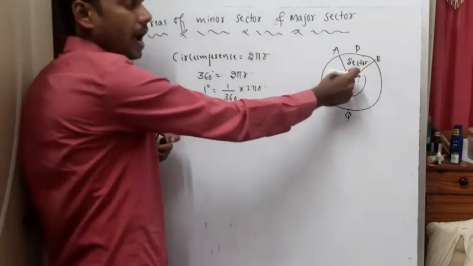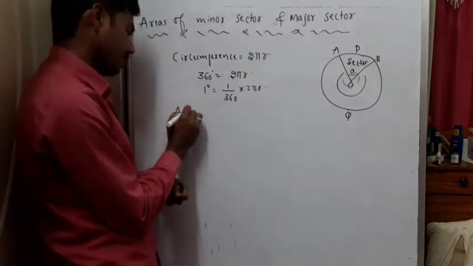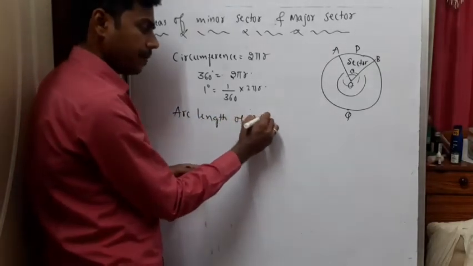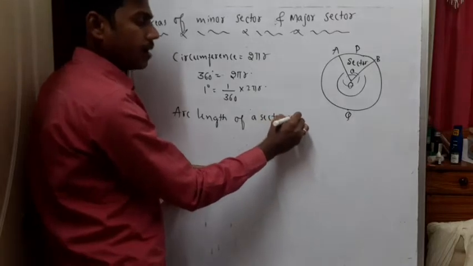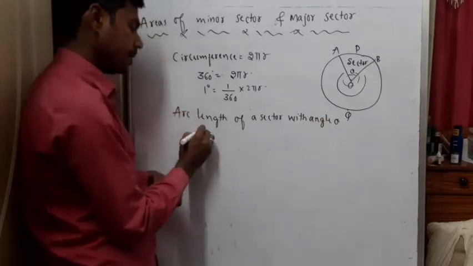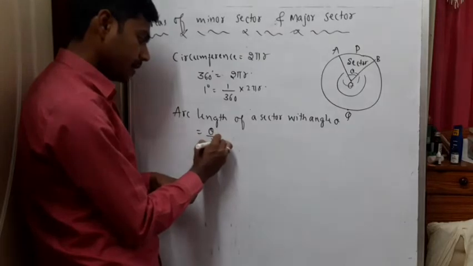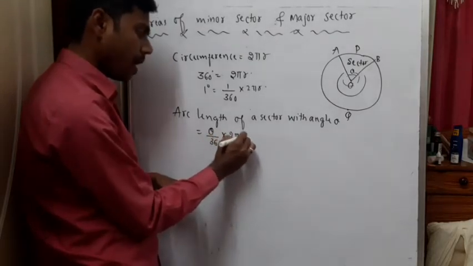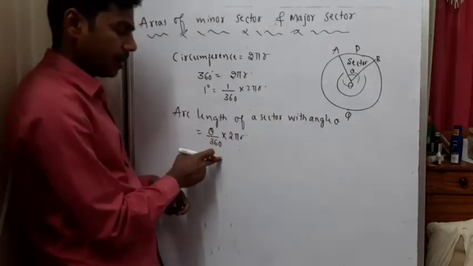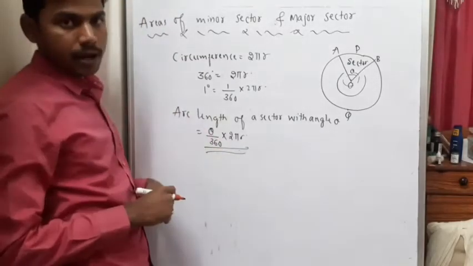Then what if the angle is theta degree? The arc length of a sector with angle theta is equal to theta divided by 360 into 2 pi r. If it is 1 degree, it is 1 divided by 360. If it is theta degree, it will be theta divided by 360 into 2 pi r. This is the formula to find the length of the minor arc.